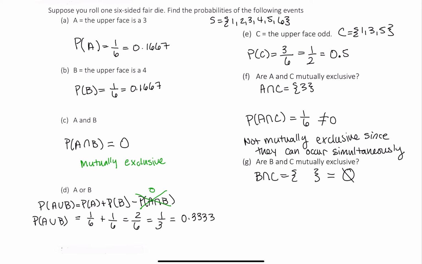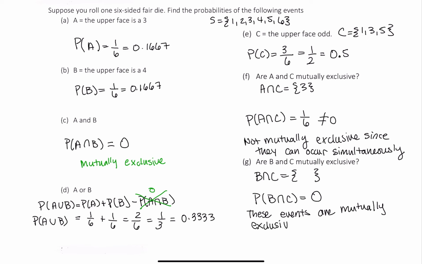This, however, is not required for this course. But what you do need to know is that the probability of these events, as they are disjoint, that is, they're mutually exclusive, is 0. So these events are mutually exclusive, as they cannot occur simultaneously.